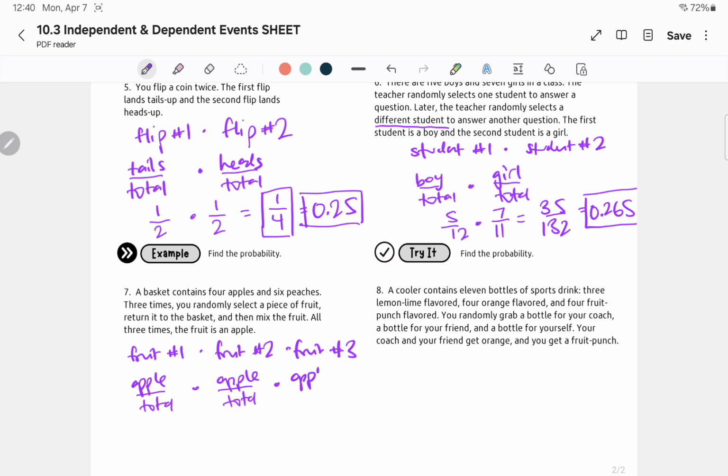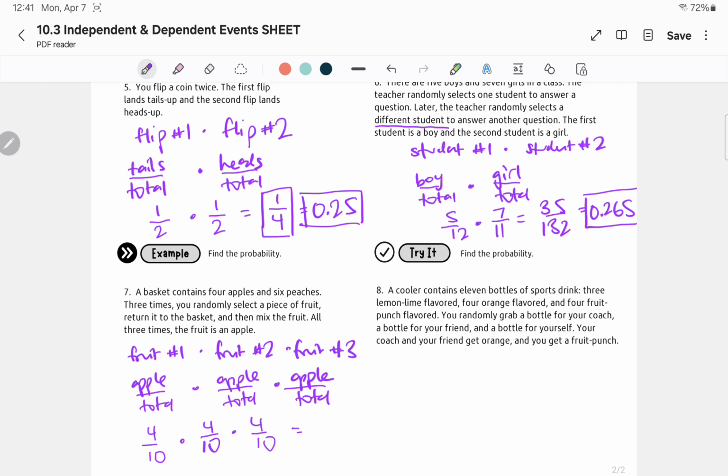If you're getting the hang of this, you don't really have to write these words, but I would still write down on paper at least the fractions that you should be getting. So an apple over total would be, how many apples? It says there's 4 apples. And how many total pieces of fruit? 4 plus 6 is 10, so there's 10 pieces of fruit. And it's the same thing each time, 4 out of 10 for all 3 events.